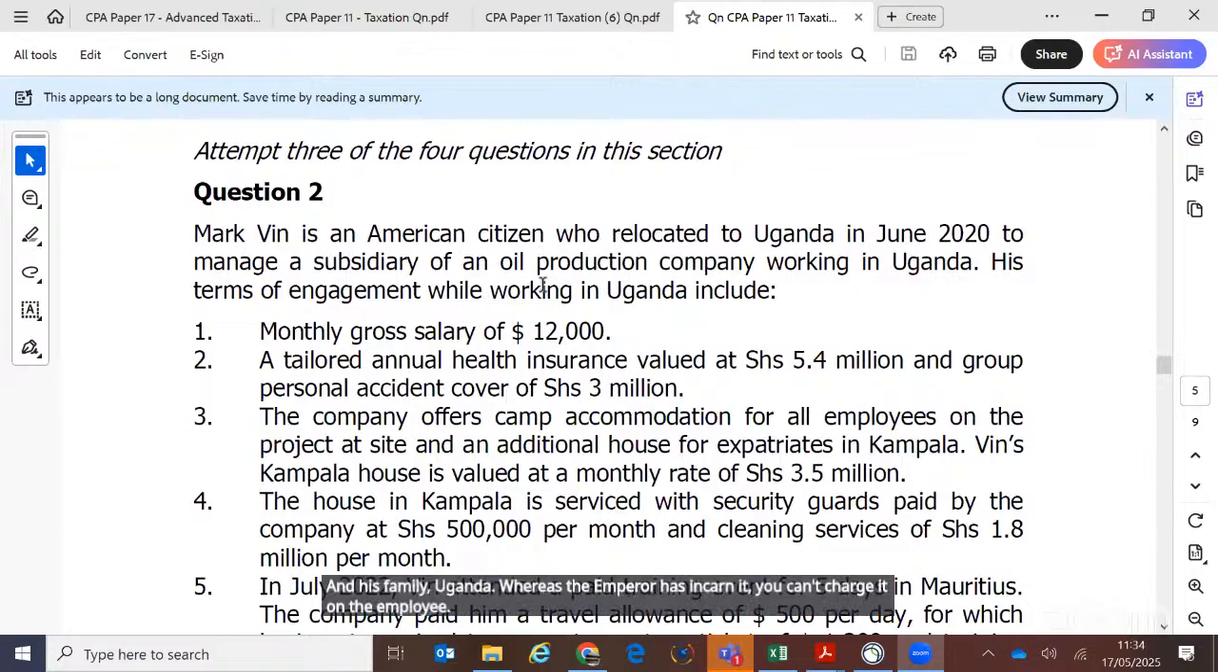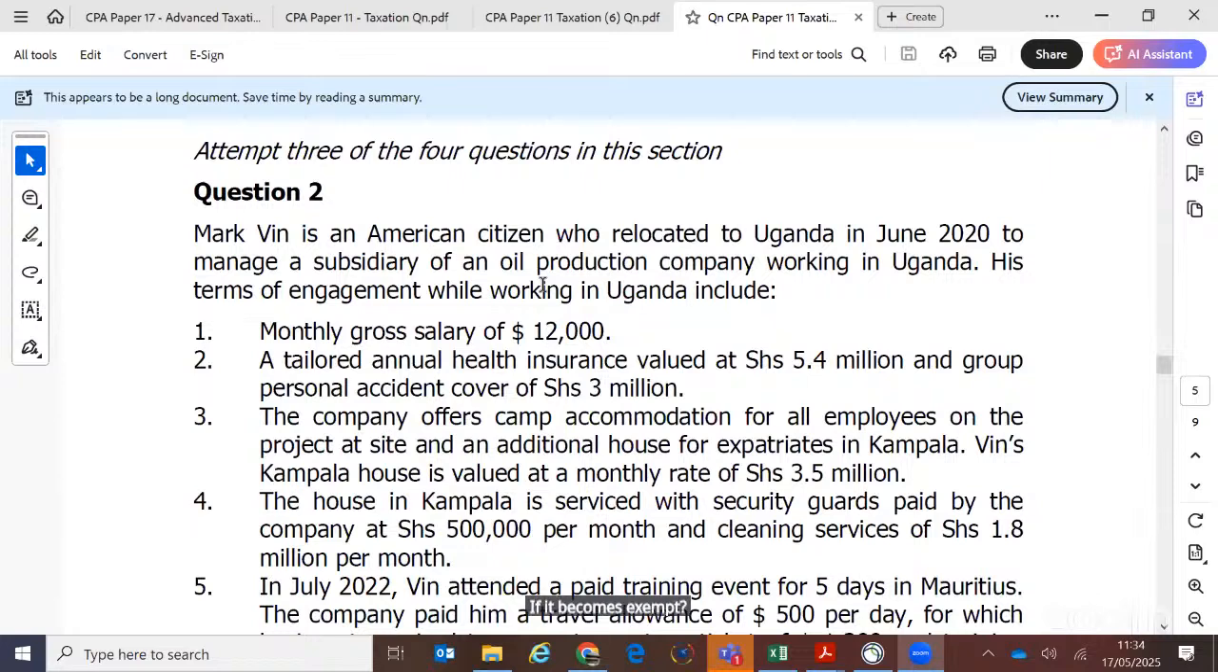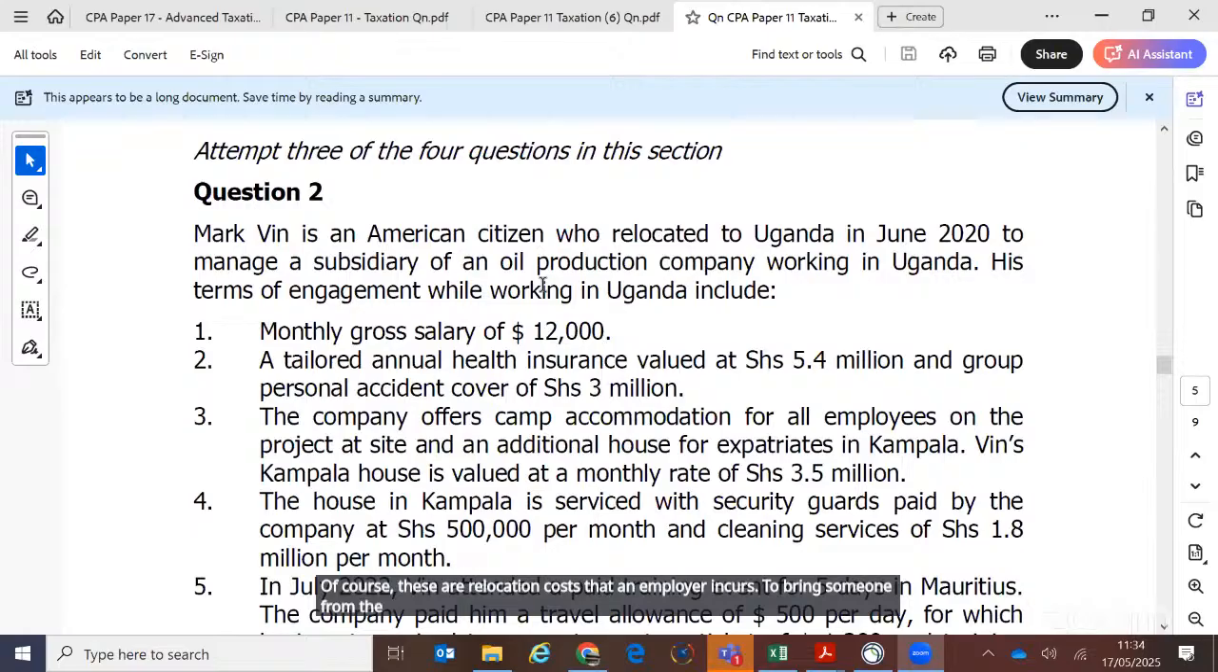It becomes exempt income. It's not going to be taxed. What you call relocation cost, the technical word is called passage cost. These are relocation costs that an employer incurs to bring someone from their country to Uganda.